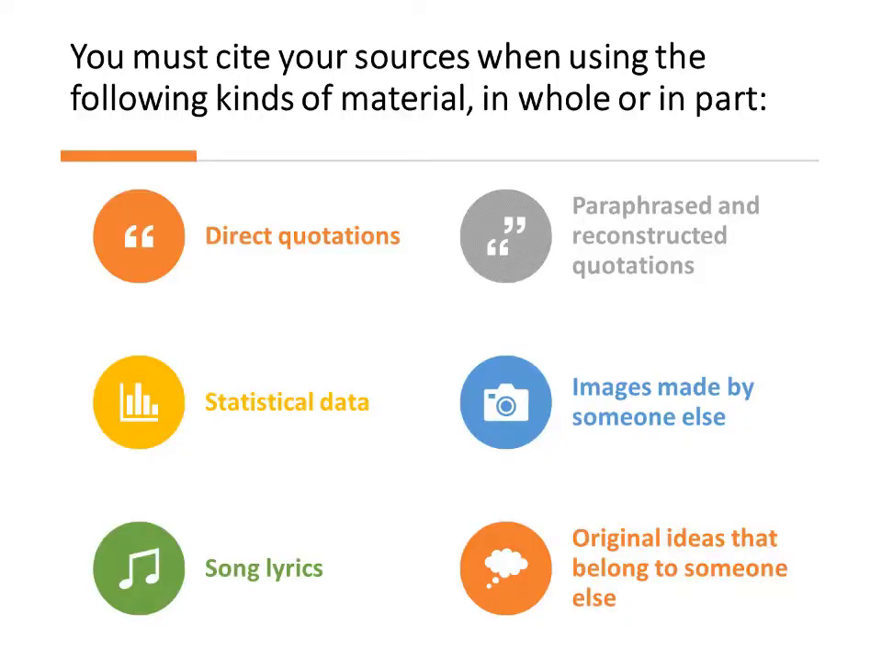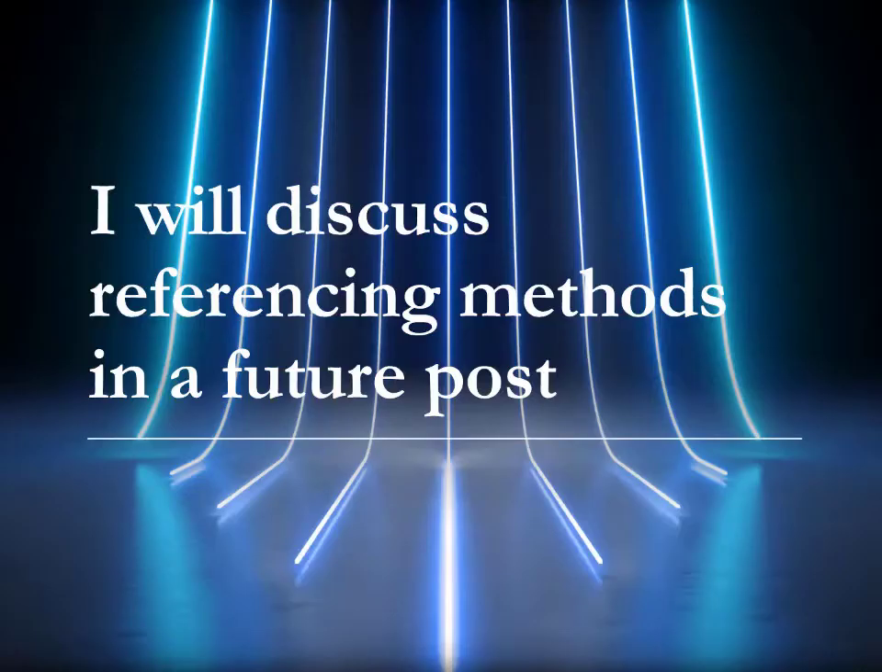You must cite your sources when you use the following kinds of material in whole or in part: direct quotations, paraphrased and reconstructed quotations, that is, quotations where you change the original wording somewhat, statistical data, images made by someone else, song lyrics, and original ideas that belong to someone else. I will discuss referencing methods in a future video.